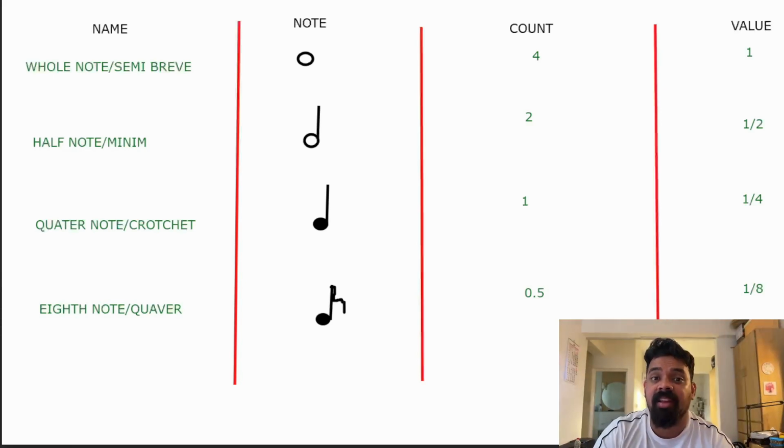Since we are from India, we need to learn both these names so that we know which name to use where. The value column, for now, we'll just note it down. A semibreve has one value, minim is half, crotchet is 1/4, and a quaver is 1/8. We just remember these for now, but when we learn the time signatures lesson, we'll understand where these values are going to be used.